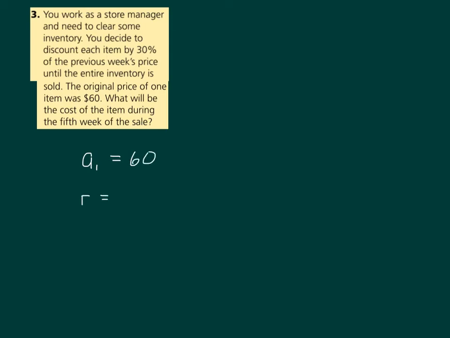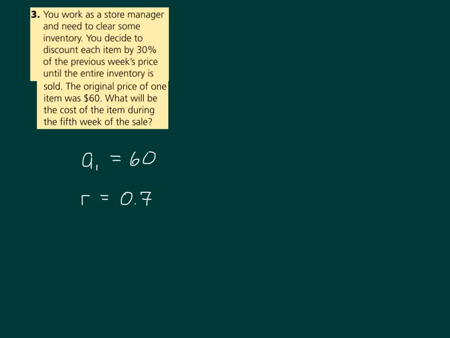What is the common ratio in this problem? 0.7. You have to remember that they're being discounted by 30%, which means you're going to have 70% left. The trick here is, in the first week of the sale, what is the price? 42. So the price in the first week of the sale is actually the second term in the sequence.